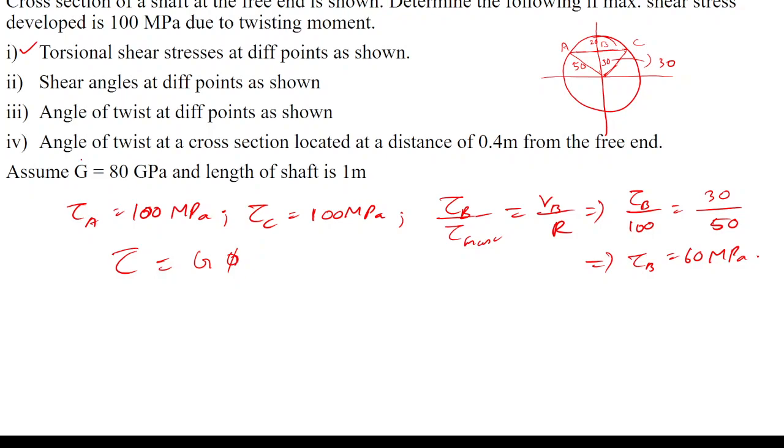Yes, sir. Here the G value, the shear modulus, they have given, so directly I can apply this and find phi A, or phi C also, like phi A equals phi C here. So 100 megapascal equals 80 gigapascal, so 80 into 10 to the power of 3 into phi A. So from this I can find the value of phi A. What is the value of phi A?